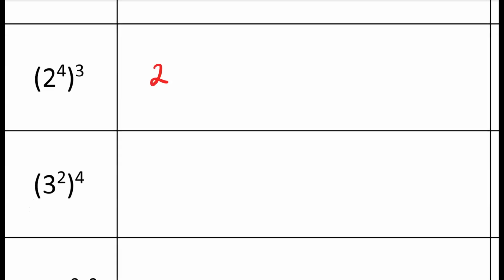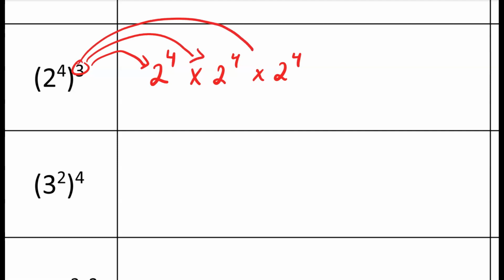First thing that we need to recognize is what is our base. Well, our base is 2. And our power inside the bracket is 4. With this power on the outside of 3, what that is saying is we're multiplying 2 to the power of 4 three times. So we have 2 to the power of 4 multiplied by 2 to the power of 4 multiplied by 2 to the power of 4. So this 3 makes it happen 3 different times.